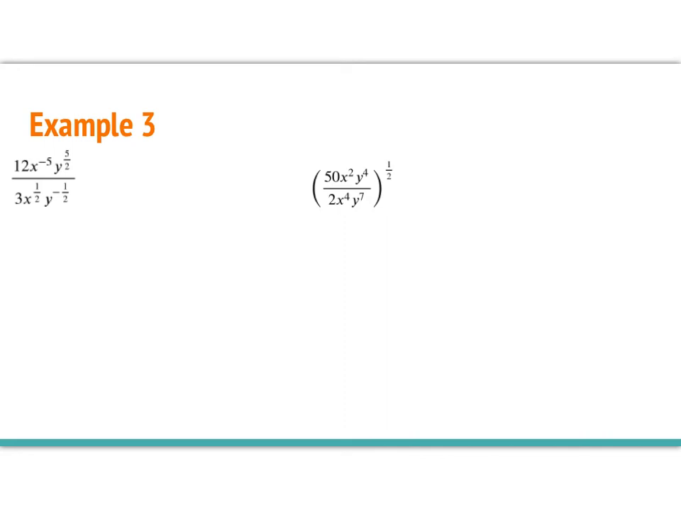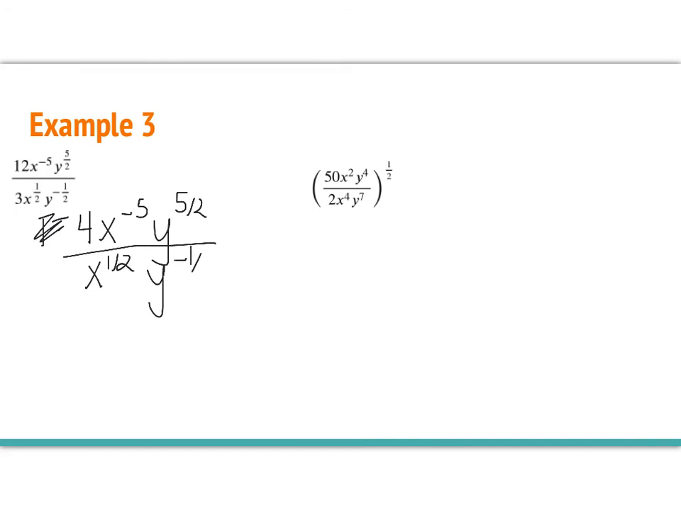Last two here. 12x to the negative 5 times y to the 5 over 2 divided by 3x to the 1/2, y to the negative 1/2. So my first step was to divide 12 by 3, just to get rid of the values or reduce. So we can get that to 4x to the negative 5, y to the 5 over 2, all over x to the 1/2, y to the negative 1/2. Now, we are using our quotient rule, so we're going to subtract the exponents.